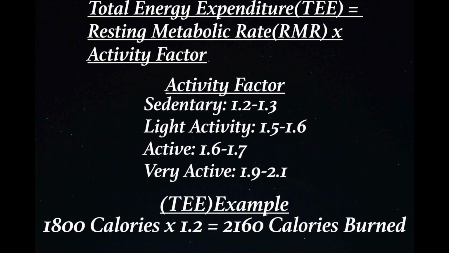So if you're sedentary, your activity factor number will be 1.2 to 1.3. If you do a very light amount of activity, then you would be 1.5 to 1.6. If you are active, then you'll be 1.6 to 1.7. If you're very active, you'll be 1.9 to 2.1.